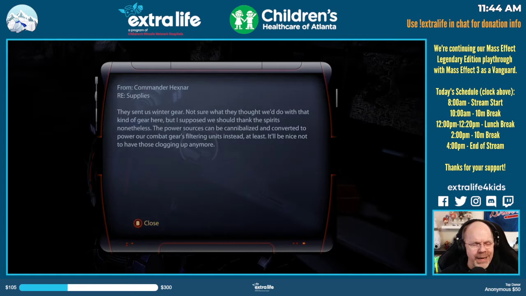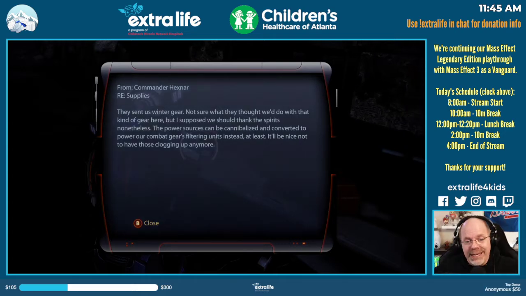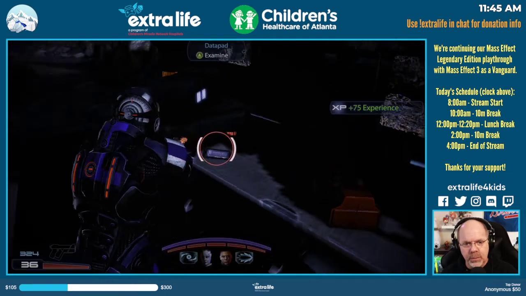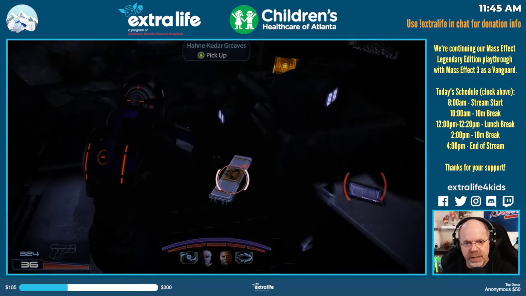Data pad from Commander Hexnar regarding supplies. Reply. They sent us winter gear. Not sure what they thought we'd do with that kind of gear here, but I suppose we could thank the spirits nonetheless. The power sources can be cannibalized and converted to power our combat gear's filtering units instead. At least it'll be nice not to have those clogging up anymore.